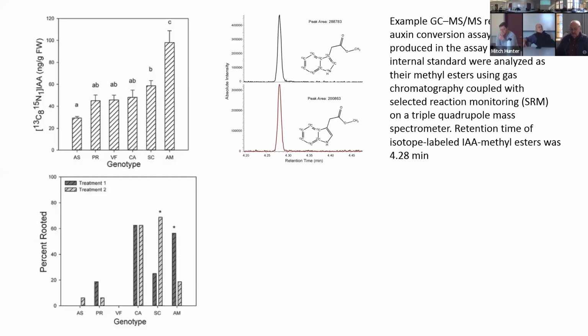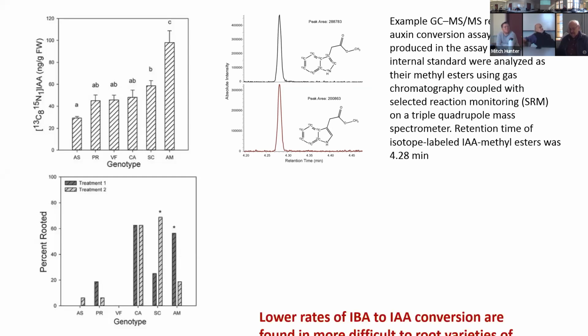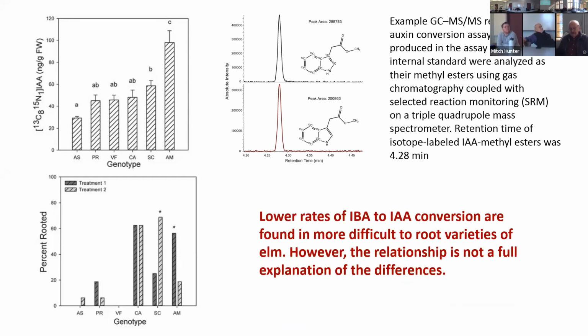If you compare rooting to the ability to convert IBA to IAA, this is something Molly Tillman did when she was a graduate student with Dawn and I. This is actually not in hazelnut, this is in Elm, but it's the same general lesson. It looks better in Elm because it just does. But what you see is that if you have good conversion to IAA, the rooting is somewhat better. Just look at the top graph and the bottom graph and compare the two.